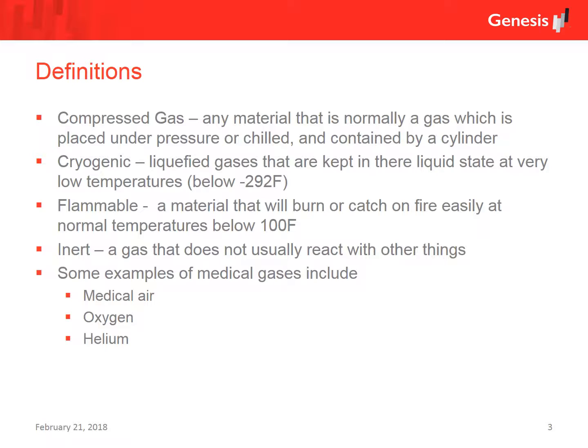Definitions: Compressed gas, any material that is normally a gas which is placed under pressure or chilled and contained by a cylinder. Cryogenic is liquid-filled gases that are kept in their liquid state at very low temperatures, below negative 292 Fahrenheit. Flammable, a material which will burn or catch on fire easily at normal temperatures below 100 degrees Fahrenheit. Inert, a gas that does not usually react with other things.